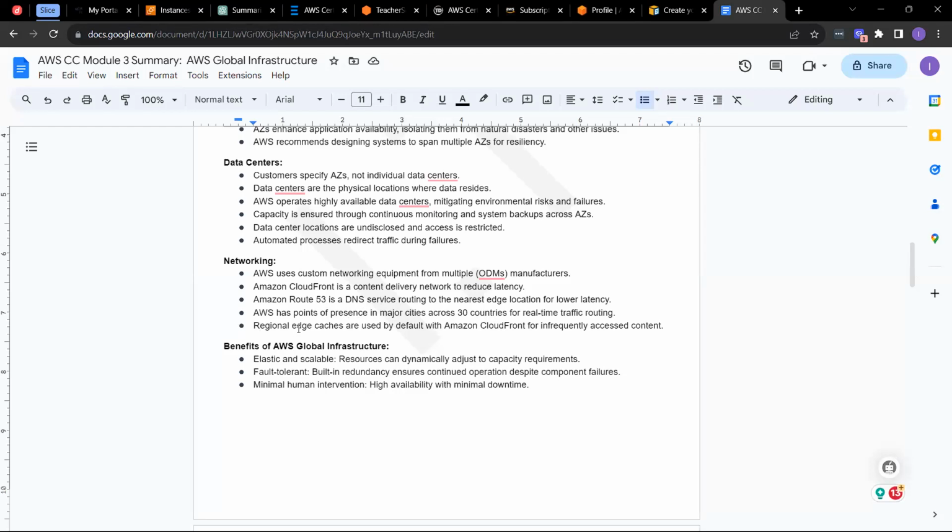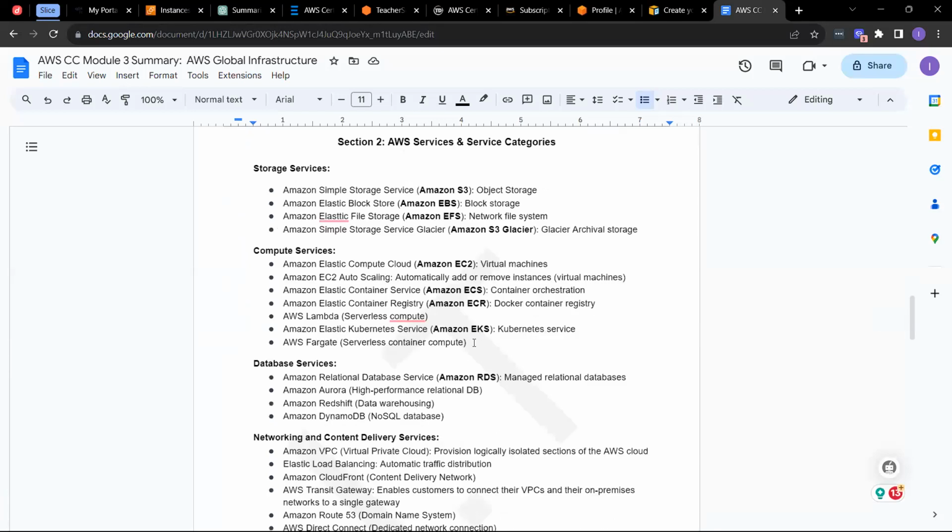CloudFront also uses the edge locations and then it caches content. I think we've talked about this one, where it caches frequently accessed content, just like Course Explorer. So CloudFront will just be caching content on Course Explorer. And then the benefits of the cloud infrastructure: elasticity and scalability, fault tolerance, minimum human intervention, and it's highly available. That's basically it. And then these are the service categories.